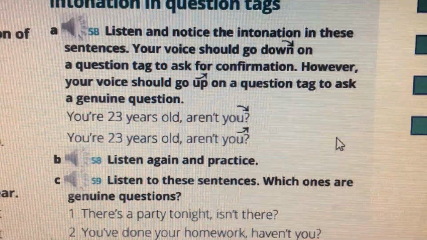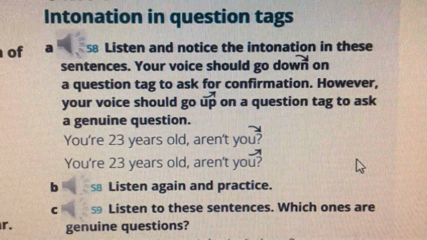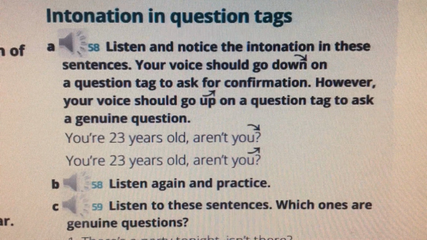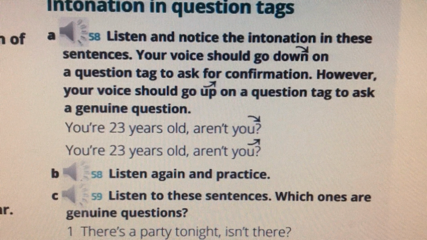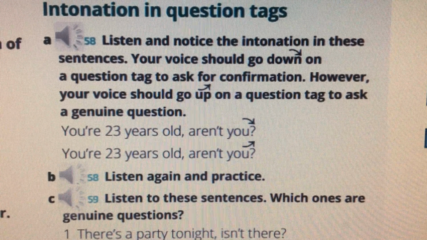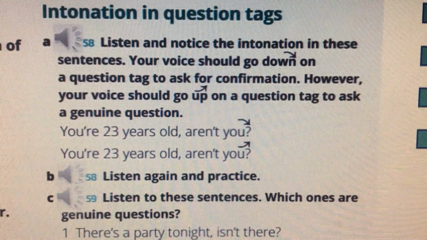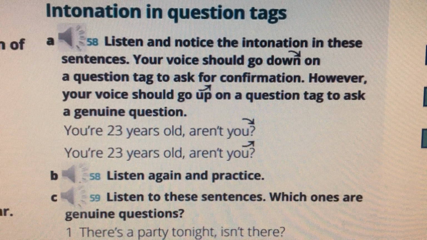Unit 7, page 123, pronunciation A. You're 23 years old, aren't you? You're 23 years old, aren't you?